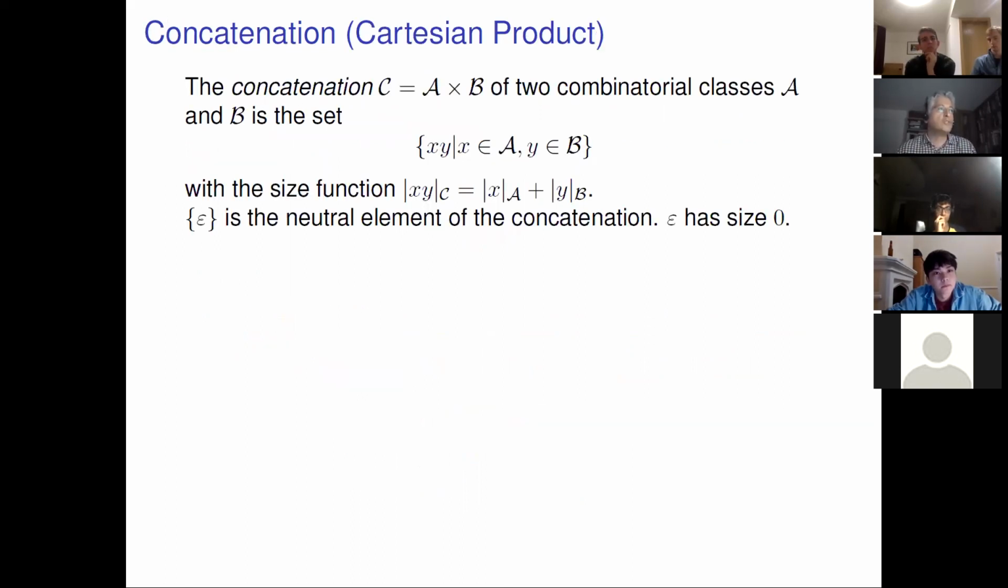So another operation is the concatenation, which is very similar to the Cartesian product, but I prefer the notation of concatenation. If you think of strings, you are just putting them together. And the size function is the sum of the sizes. Okay.